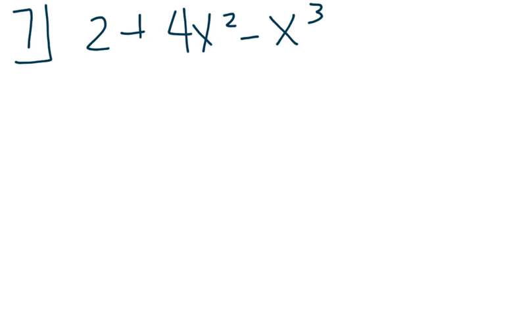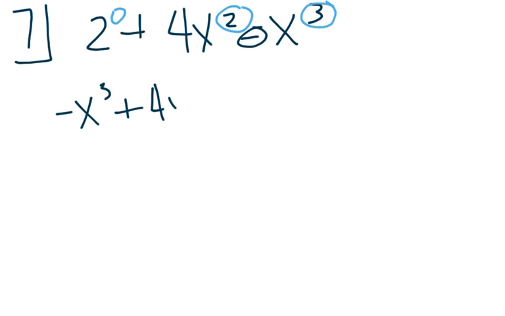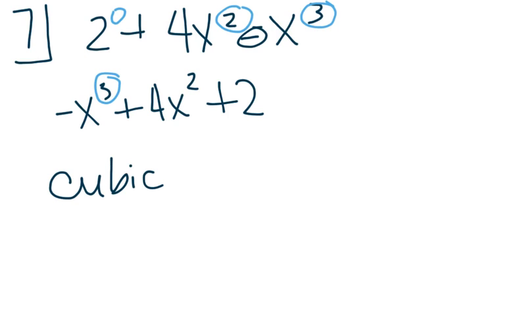Okay, number 7, we have an exponent of 3, an exponent of 2, and an exponent of 0 over here because there's no x. So we want to write this in order. So we have negative x to the third, since there's a negative right here, plus 4x squared plus 2. This is the polynomial written in standard form. So over here, once again, the highest exponent is a 3, so this is cubic. And there are 1, 2, 3 terms. That means this is a trinomial. Okay, so this is the answer for number 7.